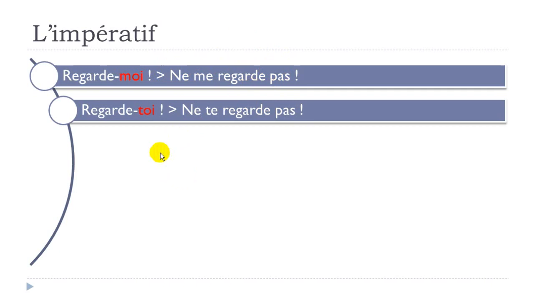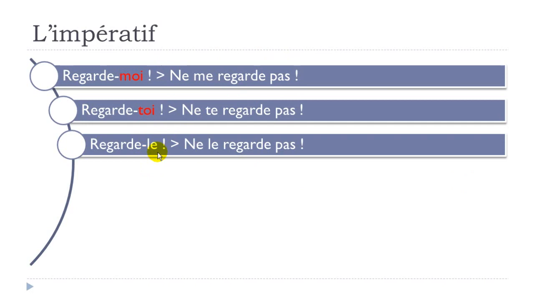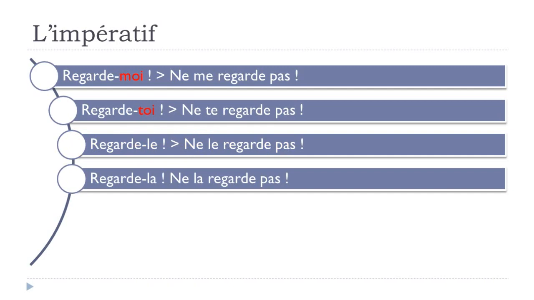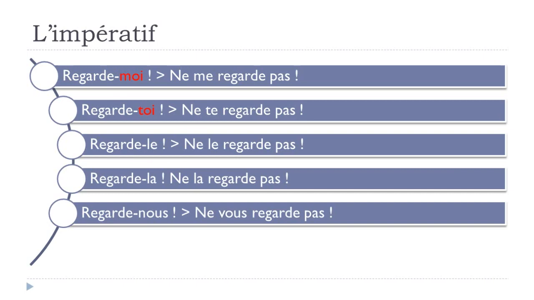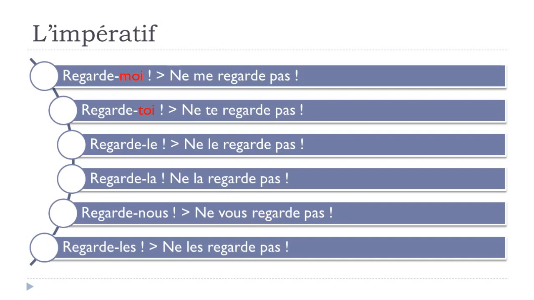And then, if you've got this le pronoun, or it could be the la, it will stay the same, so no modification: regarde-le, and then negative form, ne le regarde pas, okay? Regarde-la, ne la regarde pas. It could be regarde-nous, okay? Ne, whoops, sorry, I made a mistake. It should be nous here. Ne nous regarde pas, okay? And the last one, regarde-les will become ne les regarde pas, okay?